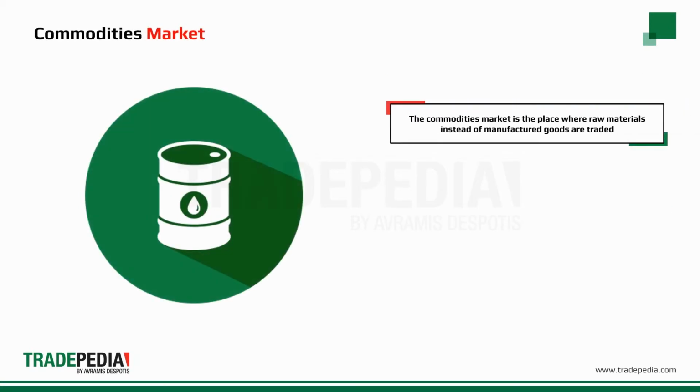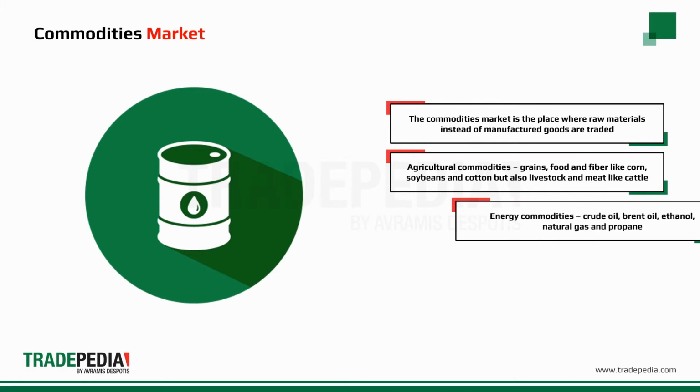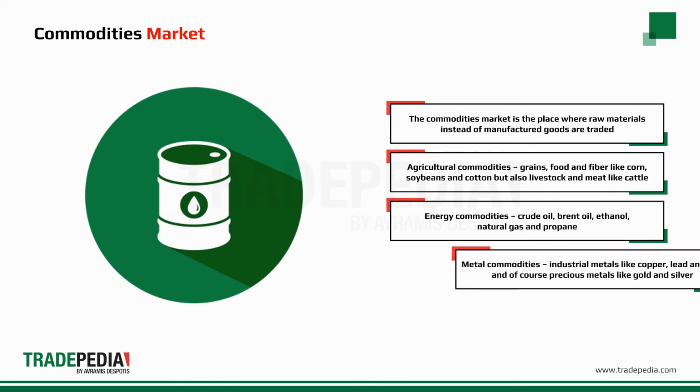The commodities market is the place where raw materials instead of manufactured goods are traded. They are divided into three main sectors. Agricultural commodities. These include grains, food, and fiber like corn, soybeans, and cotton, but also livestock and meat like cattle. Energy commodities. Crude oil, Brent oil, ethanol, natural gas, and propane. Metal commodities. Industrial metals like copper, lead, and zinc, and of course precious metals like gold and silver.